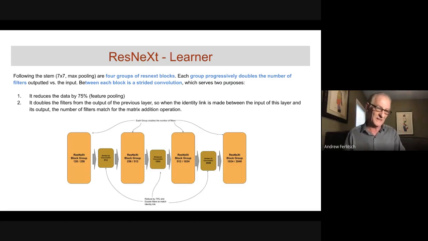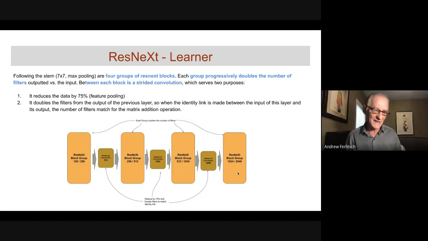So in ResNeXt, let's look at the learner. Now we're going to skip past the stem. It was a conventional stem using a very coarse convolution, a 7x7 followed by max pooling. But the learner consists of 4 groups of ResNet groups, and of course each one of them has one or more blocks in it.